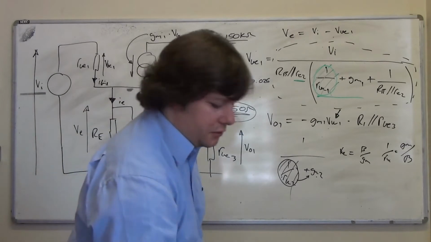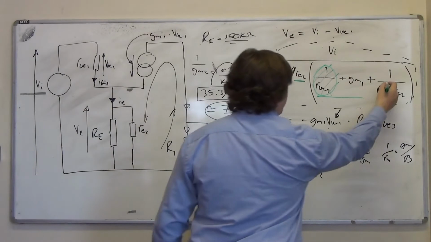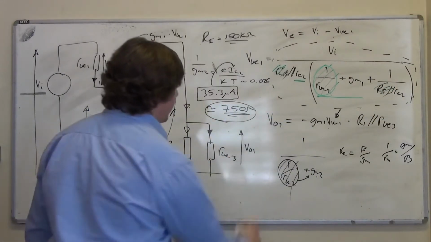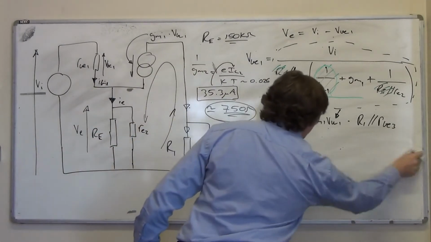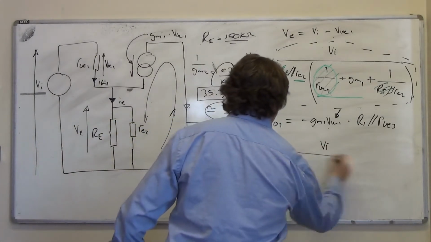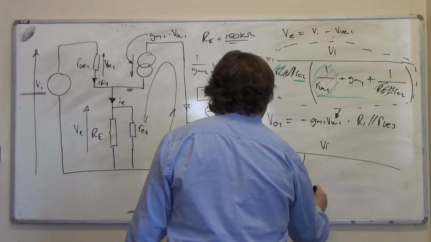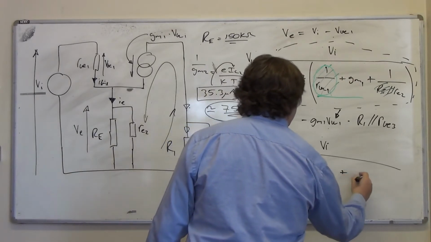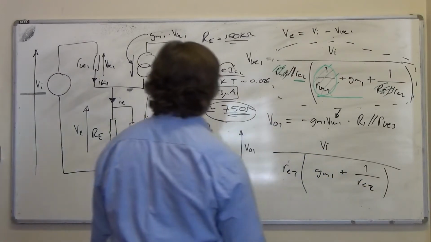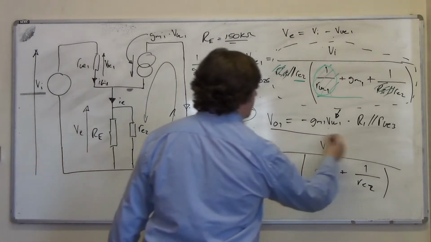So what we can also do is get rid of the RE term from there and the RE term from there. So our expression then simplifies down to VI upon RE2, brackets GM1 plus 1 over RE2, those brackets, is equal to VBE1. And we still need to use this bit here.